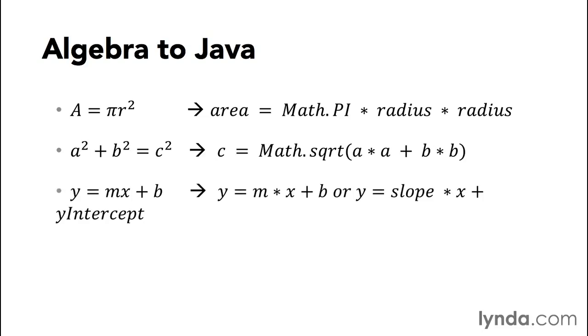Let's take a look at one more. How about y equals mx plus b? We know that that is the equation of a line. In Java, we might write y equals m times x. If we don't put the asterisk in between the m and the x, Java thinks that mx is a variable all on its own. Then we have plus b, or to make it a little more meaningful, we might write y is equal to slope times x plus y-intercept.